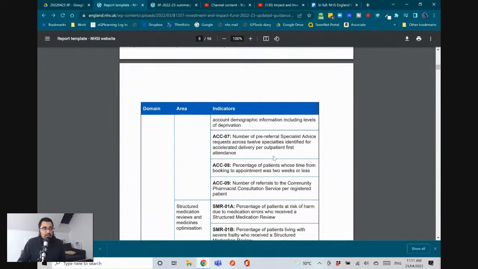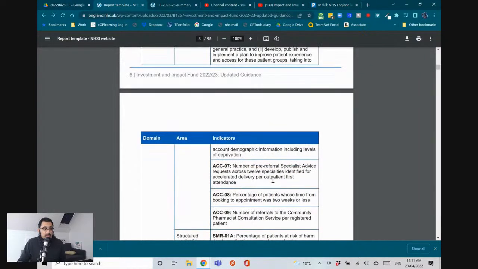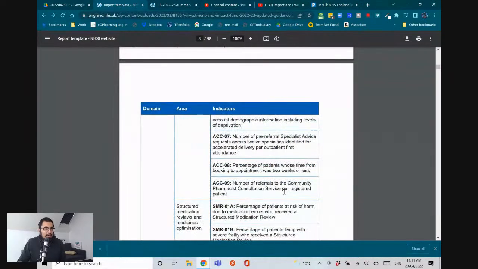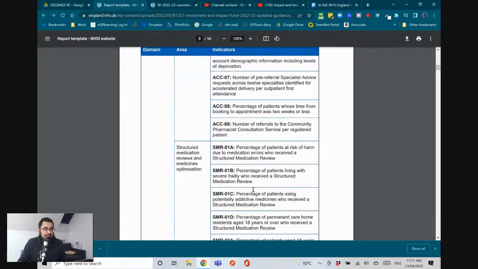There's also additional parts looking at pre-referral specialist advice. This is your Choose and Book, advice and guidance kind of referral information that you may have heard of. Patients whose time from booking to appointment was 2 weeks or less, that's going to be an interesting one. And number of referrals for the Community Pharmacist Consultation Service, which has obviously kicked off in the past few months in different areas.